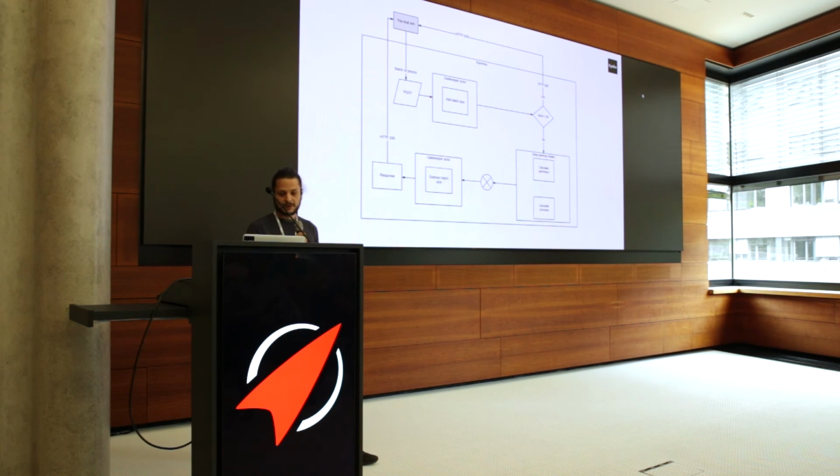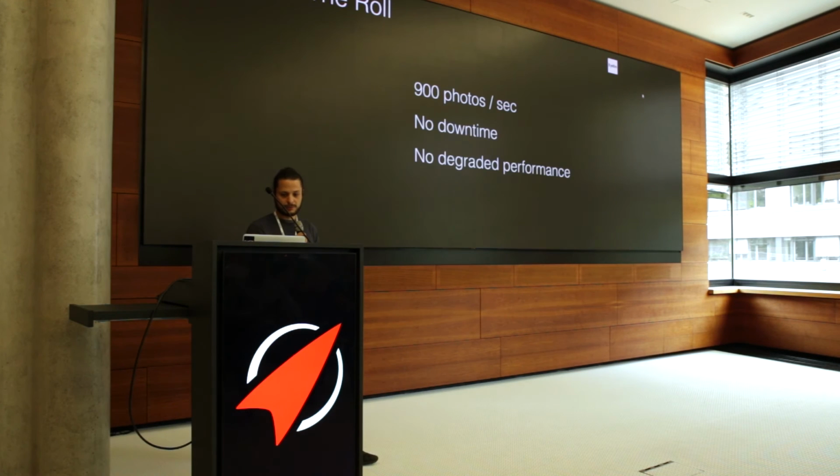So after doing all of this, we launched the app, and we were doing around 900 photos per second, which was more than we actually estimated in the beginning. We had no downtime, and we had no degraded performance, which was a major success for us. So now we have offline classification and ranking. We have on-demand classification, and we have built a system that supports high throughput, and it's optimized for performance.